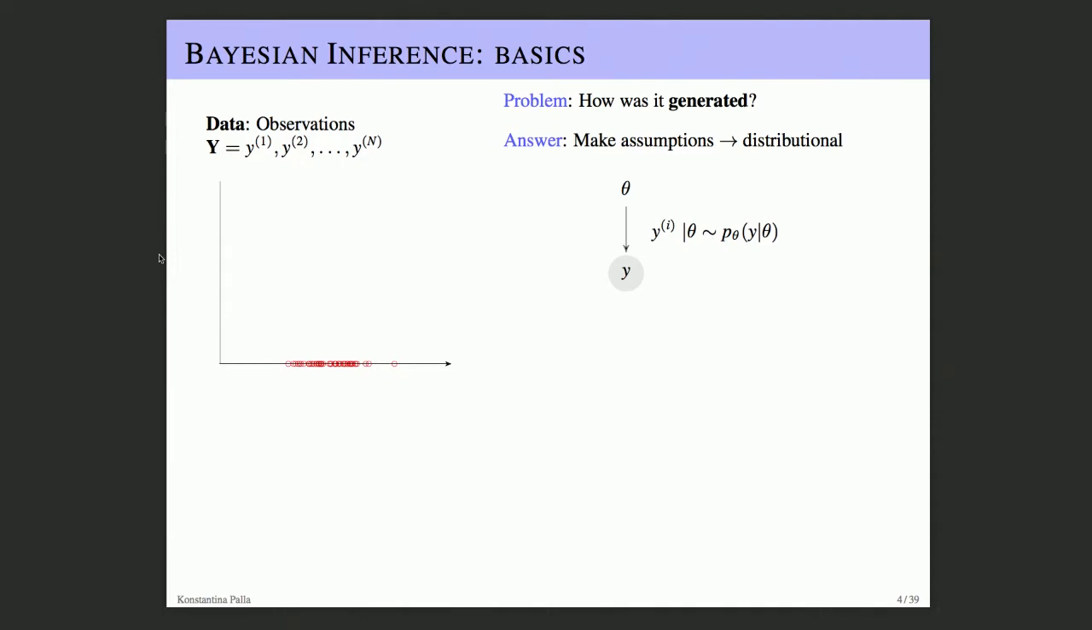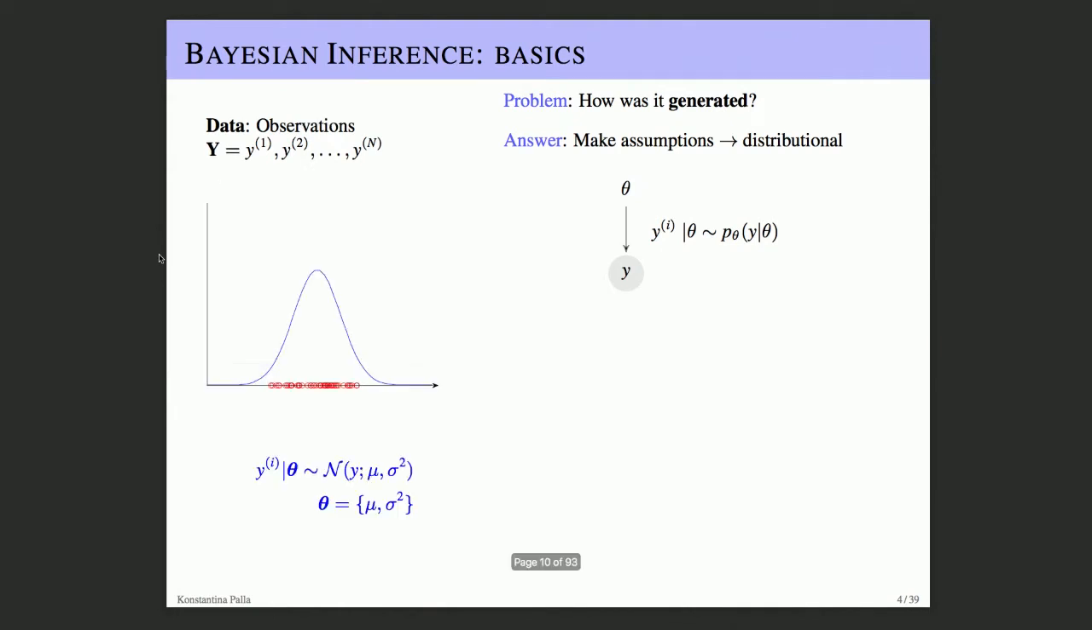I'm not sure if the arrow is on well. All right, the arrow is not on. There is an arrow that comes from theta to y. That means that the distribution of y depends on the parameters theta. In this example, here on this plot, I assume that the data come from a Gaussian distribution, and I fit this Gaussian distribution on the plot, as you see. The parameters theta that describe the model are the mean and the standard deviation, the mu and the sigma of the probability distribution.